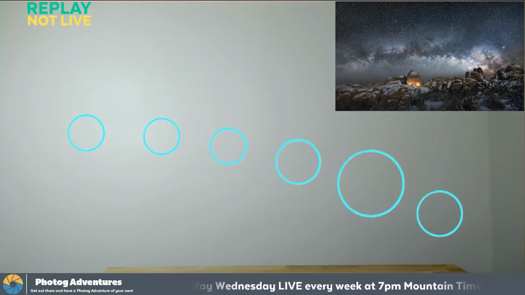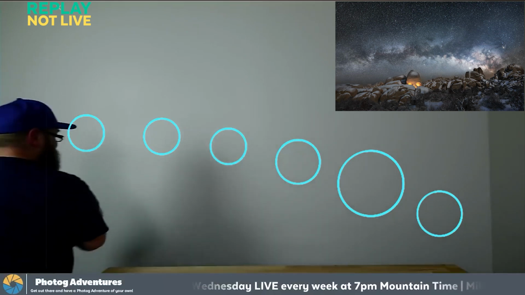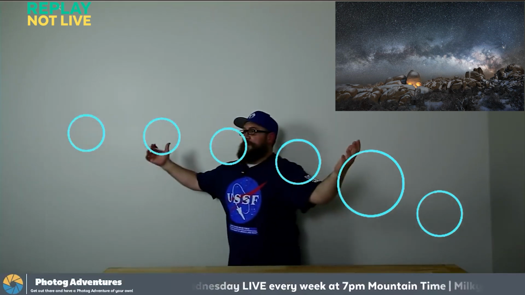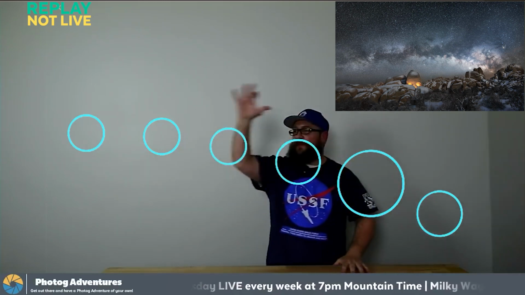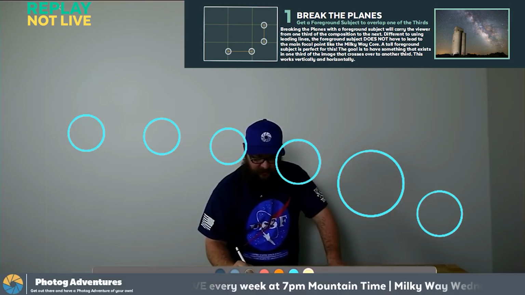I'm going to go a little darker on me, just so that blue will pop up against my background. There we go. I look ridiculously dark, but it's nighttime, Milky Way time. Let's focus on the shapes that I'm drawing. So first off, let's talk about breaking the plane.